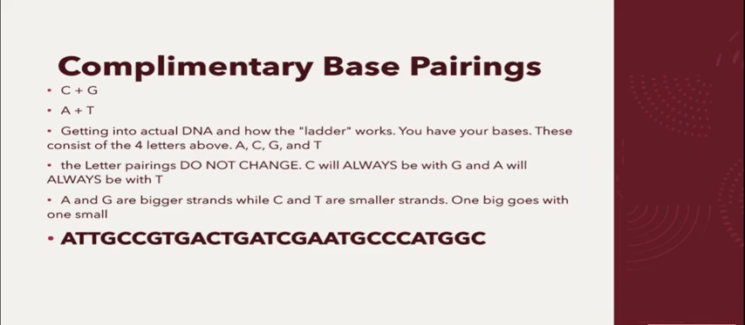A and G are bigger strands, while C and T are smaller strands. So one big strand goes with one small strand. So if you have the pairing A and T, your A strand is bigger and your T strand is smaller, but they go together. Same with the C and the G.